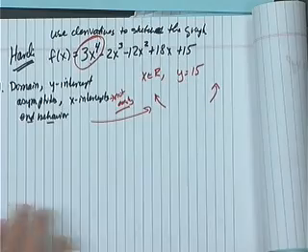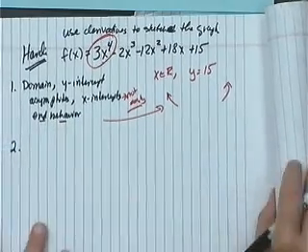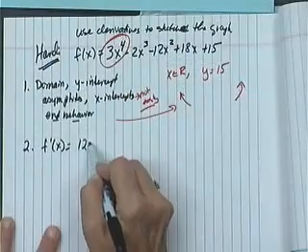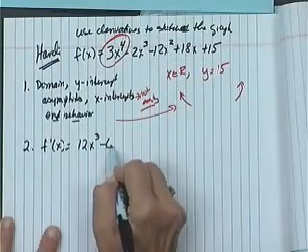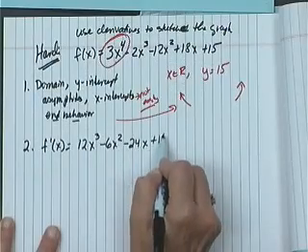All righty, we're ready to start doing some graphing. What's the next thing we need to do, everybody? Find the derivative. Okay, so we're going to take the derivative and we get 12x cubed minus 6x squared minus 24x plus 18.